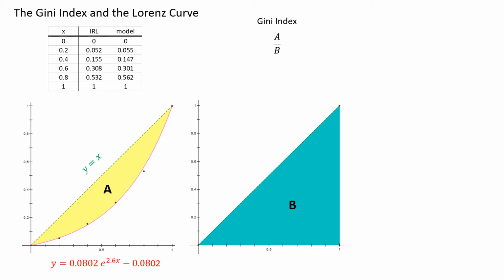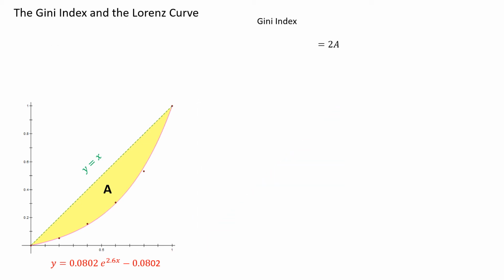But this extreme society B, in which one person has everything and everyone else has nothing, the area between that curve and the line y equals x is a half. And so a shorter way to think of the Gini index is just to compute area A, the one in yellow, and double it, because after all, dividing by a half is the same as multiplying by 2. And so, for the purposes of this course, when you're asked to find the Gini index of a particular economy or society, you'll simply find the area between y equals x and the Lorenz curve. You'll find A and double it.